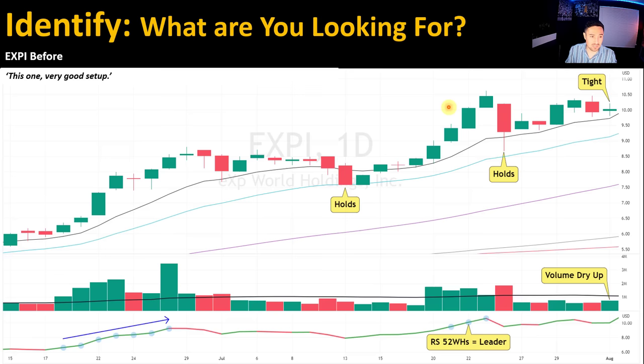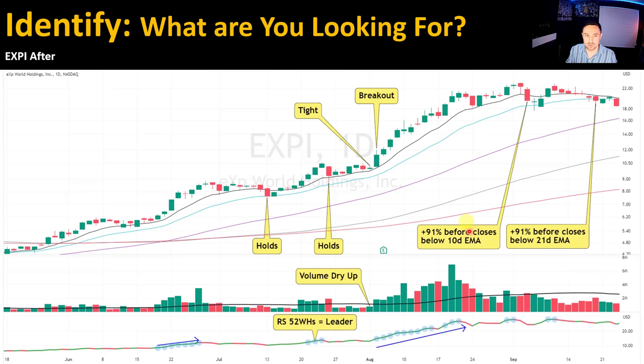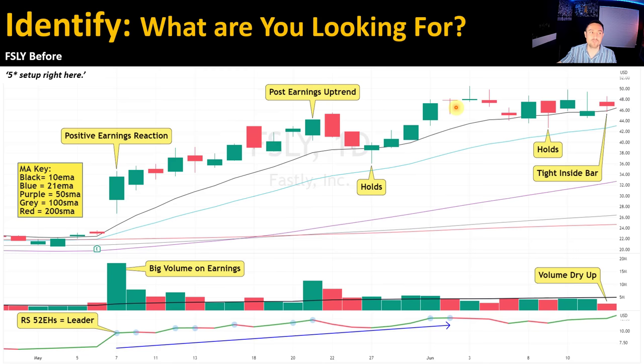This one, very good setup, EXPI. So you see how the stock makes a big move here, pulls in to the 10, to the 20 in here, and then it bounces again. It has a nice shakeout demand tail underneath the 10, reclaims, tight, volume dries up. It's a really good setup. There it is there. You could also look at it as maybe a cup and handle with a high handle or a flag type pattern there, but see the trend unfold afterwards, and then you want to try and ride the intermediate term trend.